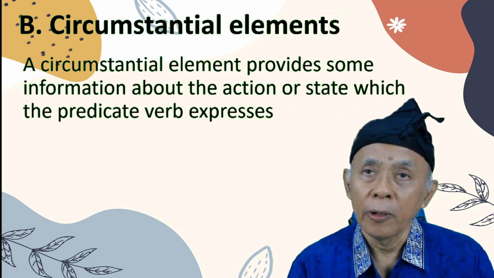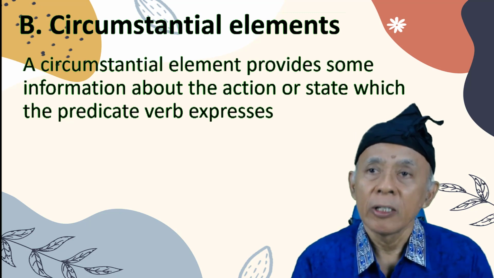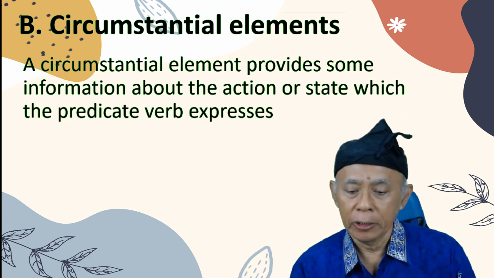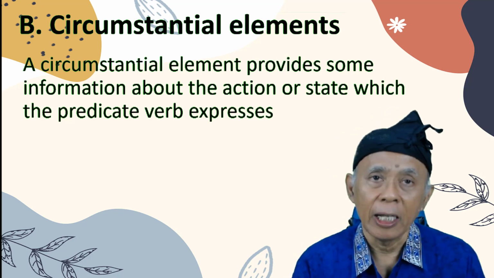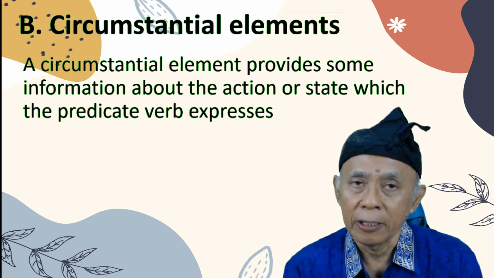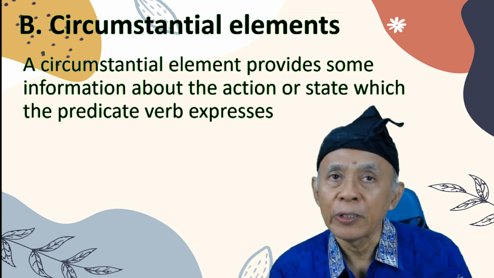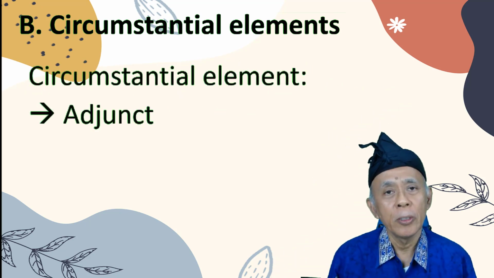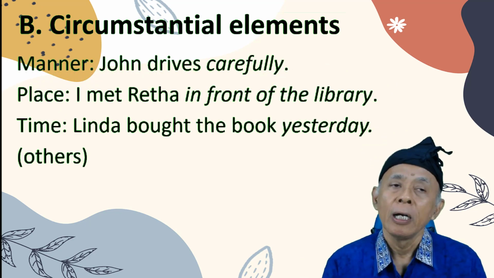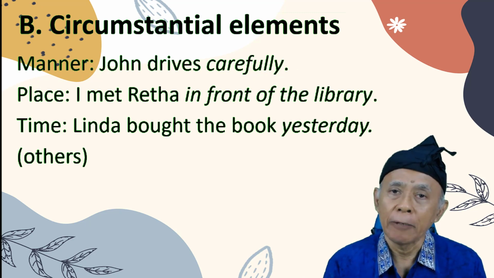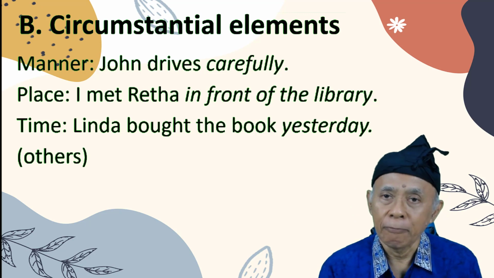Now let's talk about the circumstantial elements of a sentence. A circumstantial element provides some information about the action or state which the predicate verb expresses. So we have a subject, predicate, and other elements which are important to the meaning of a sentence. And we have some circumstantial elements which add more information. The grammatical term for the circumstantial element is adjunct. We have manner, like John drives carefully. It tells us more about the driving action.